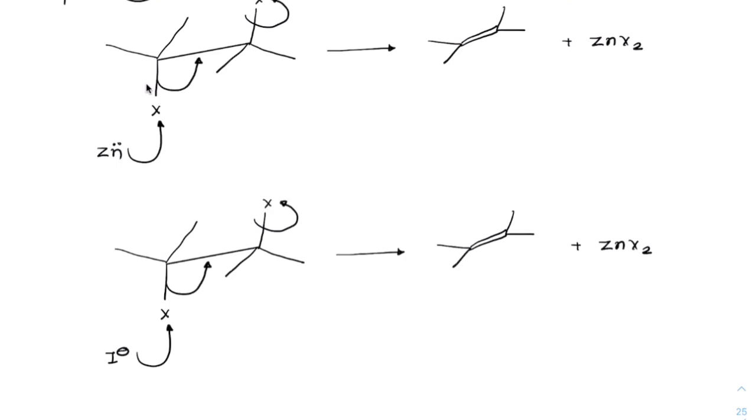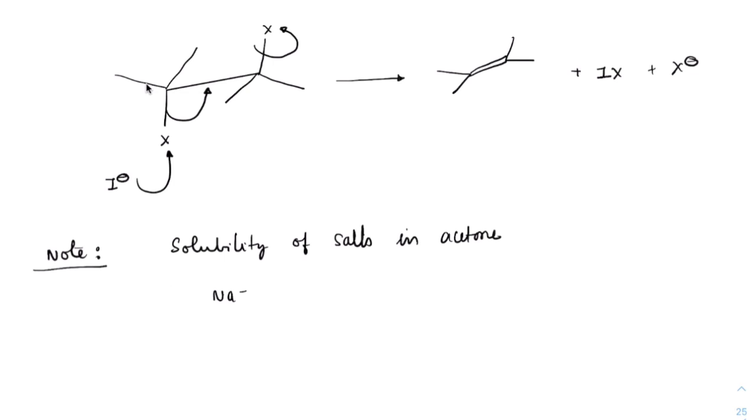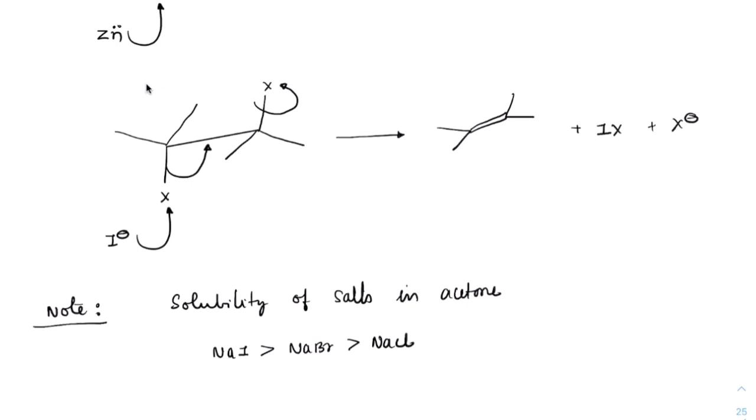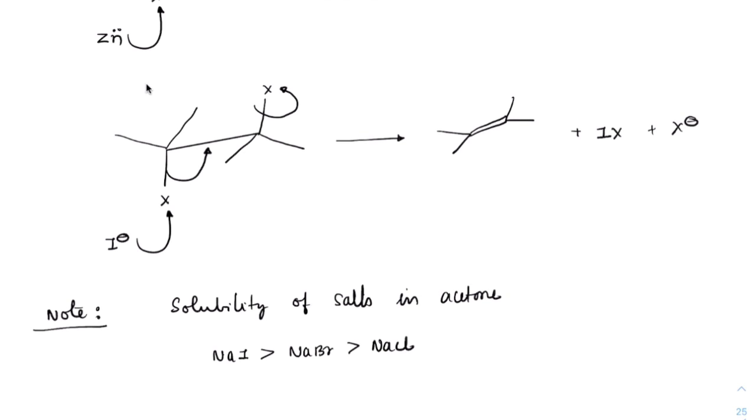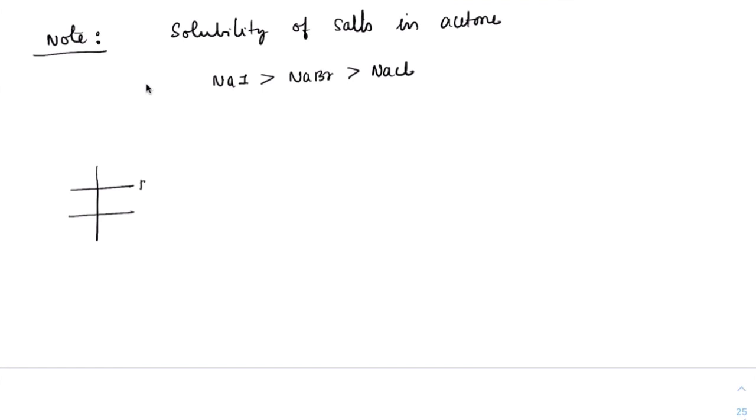So what is the product formed here now? We have IX plus X minus. NaI is more soluble than NaBr, than NaCl. NaCl will be the least soluble. So whatever X minus that comes here. The next one we have Br, Ph, methyl and methyl.